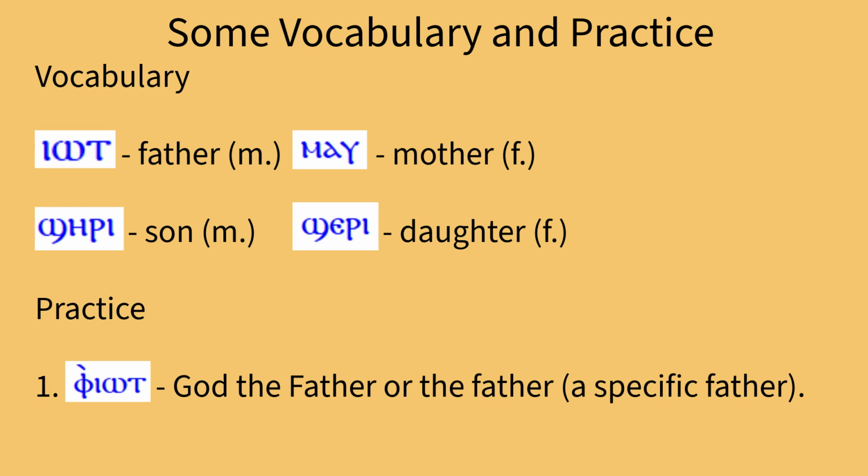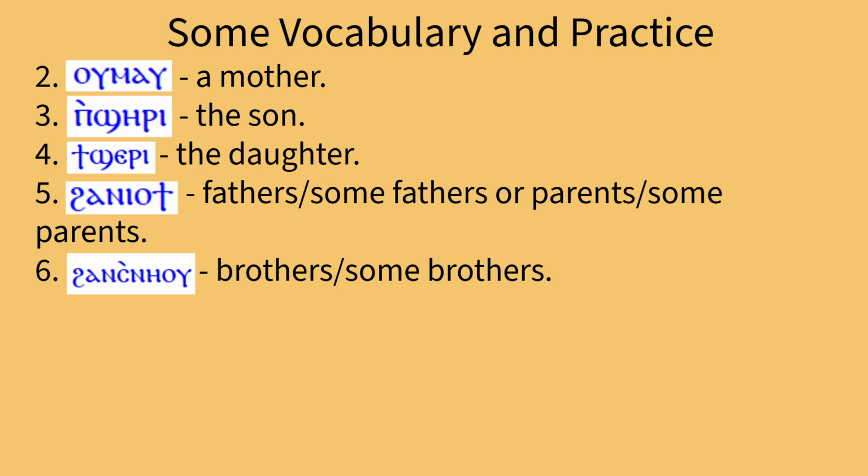Now, on to some practice, for which of course I've provided the answers here. We have abyut, which means God the Father, or the Father, as in a specific father. Then in number 2, we have umau, meaning a mother. Then for number 3, we have abshari, meaning the son. Then for number 4, we have dishari, meaning the daughter.